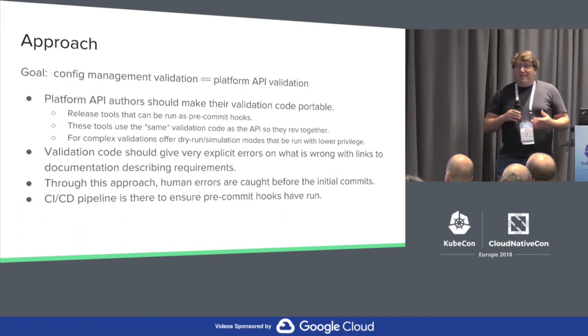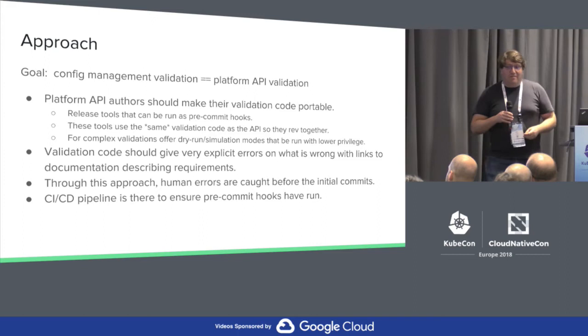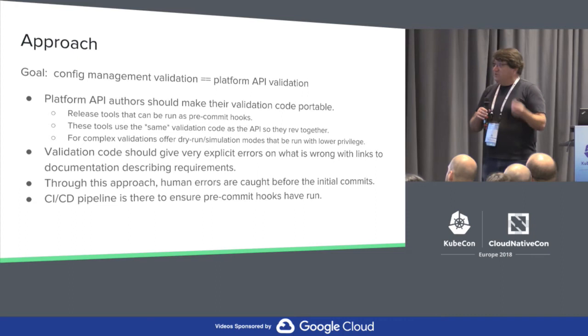Validation code needs to give very explicit errors about what went wrong and where to go to get documentation to understand what the constraints are. So you're not guessing. We want to reduce the guessing. Because the make a change and apply cycle is so long on these config as code pipelines, you want to reduce that as much as possible.